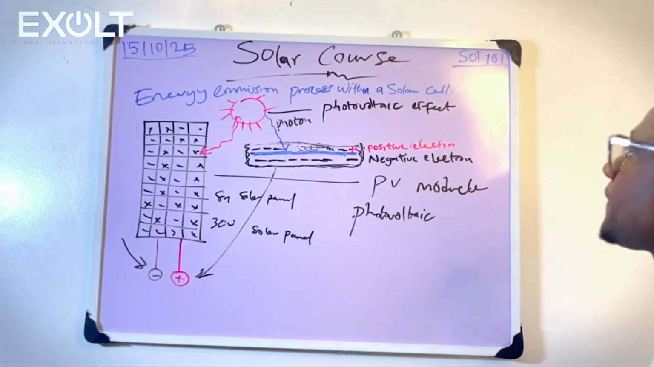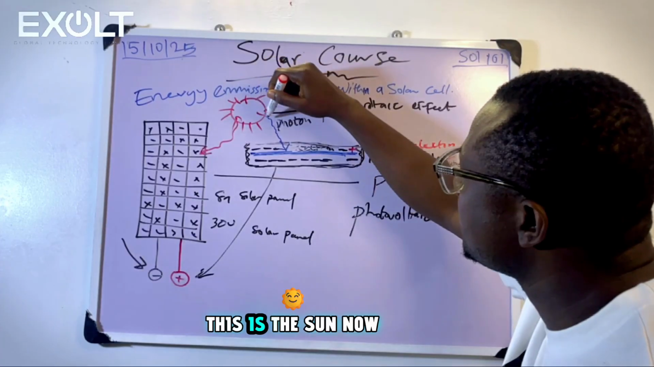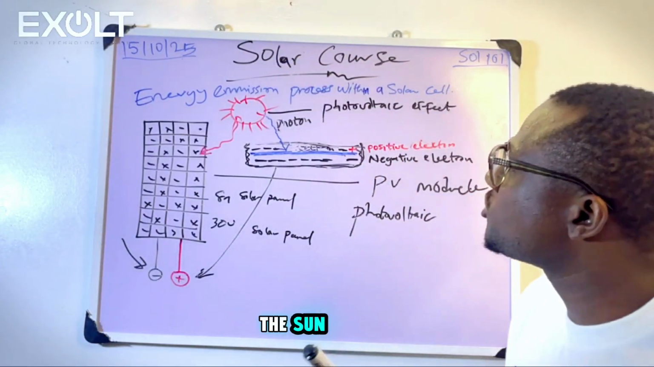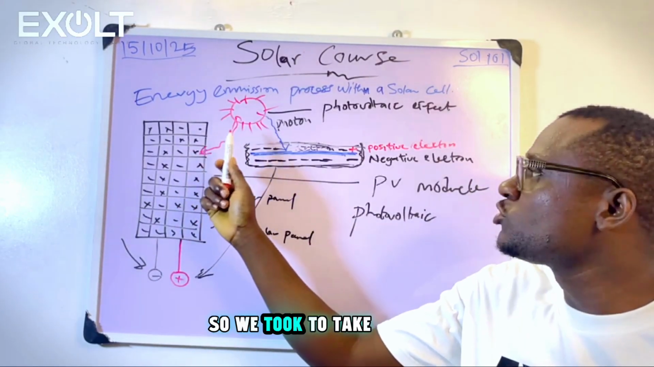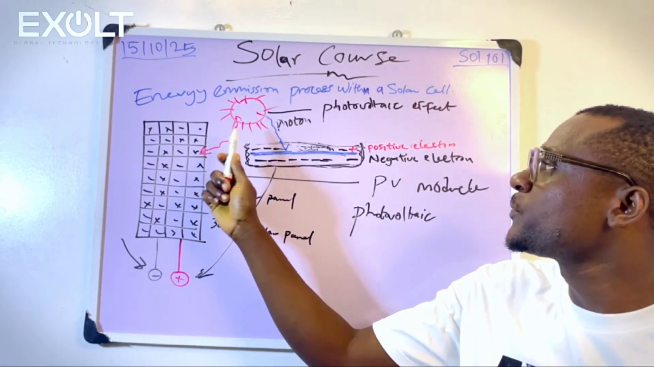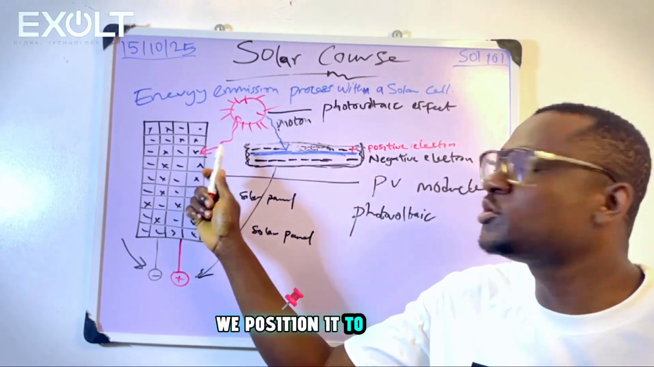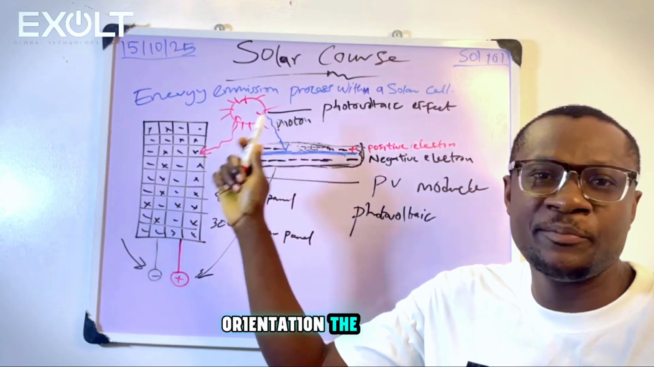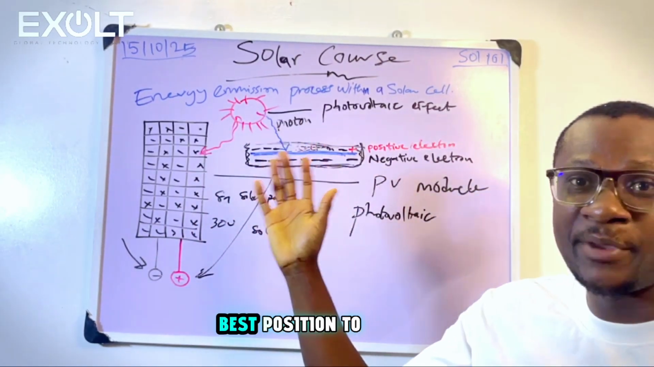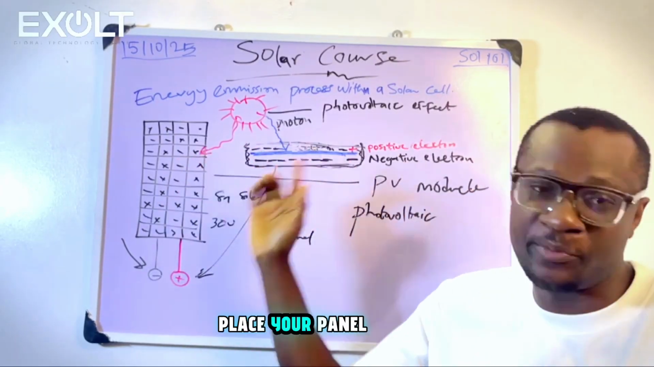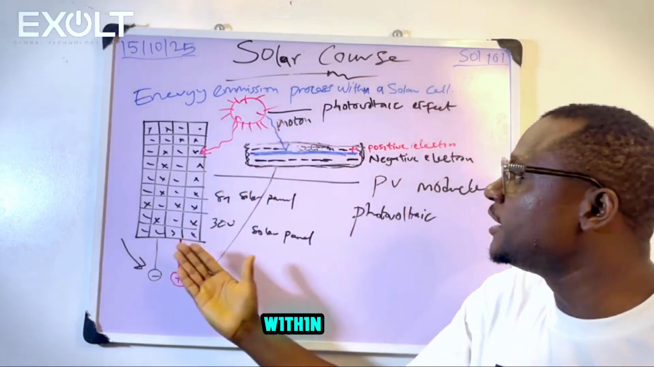Now you see, this is the sun we have here. The energy from the sun will strike on the surface of the solar panel. So we take time to position the solar panel in the best orientation, the best position to get the sun. I will take time to also show you how to know the best position to place your panel. But for this course, I want to show you how the energy is generated within the solar cells.